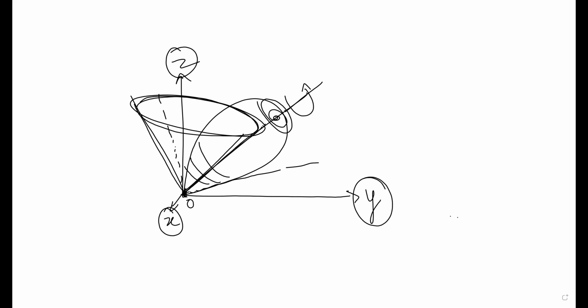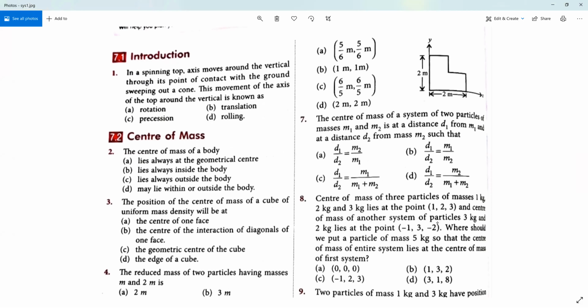So in the question itself, they have given 4 options. Those four options are rotation, translation, precession, and rolling. So when we observe all these four options, the movement of the axis of the top around the vertical is called precession. Therefore, the right answer for this is option C.